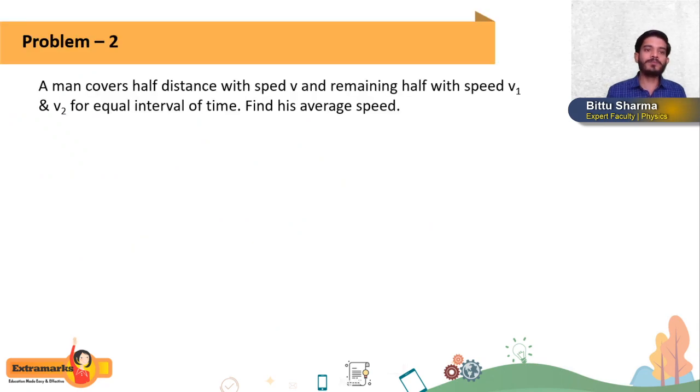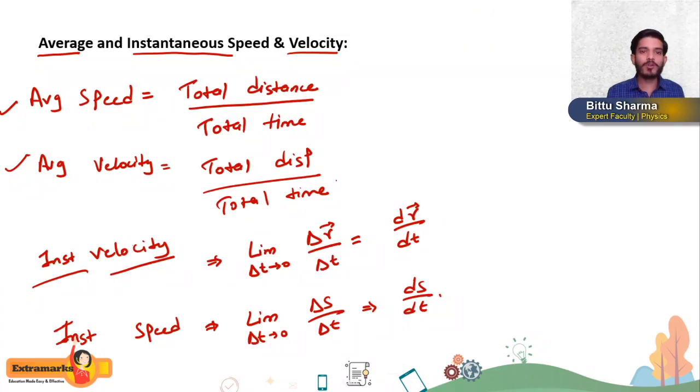Okay, students. With that, I have a question for you. A man covers half distance with speed v and the remaining half with speeds v1 and v2 for equal intervals of time. Find his average speed. So before this question, students, I will tell you one short trick. What is that short trick?